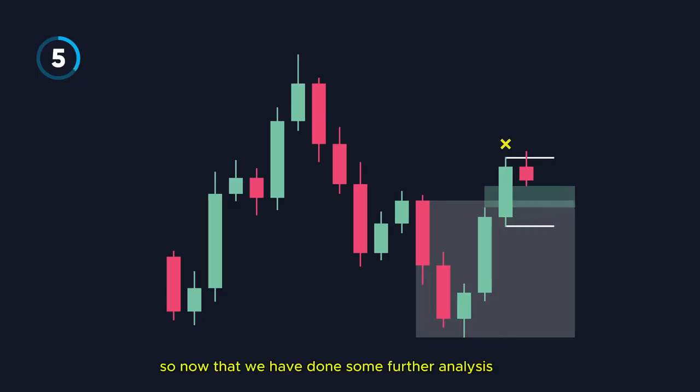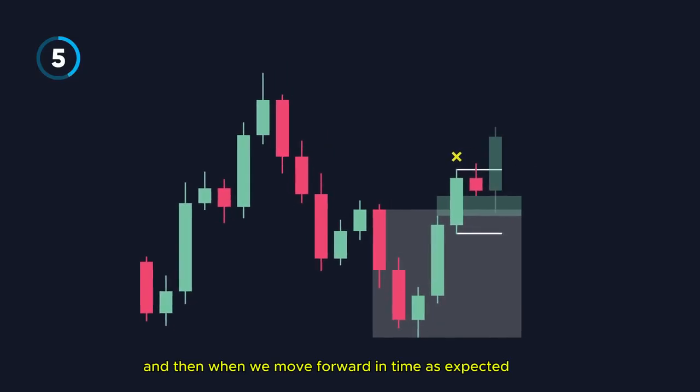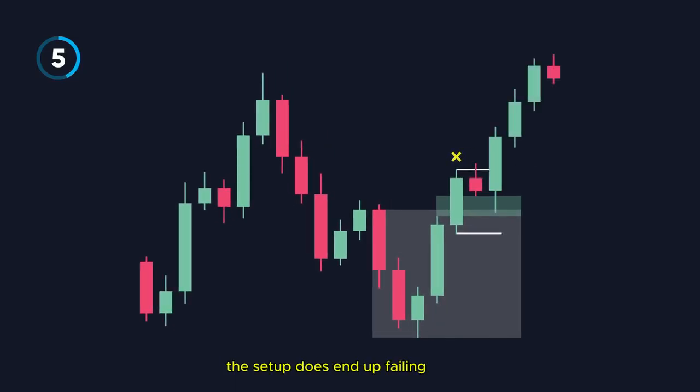So now that we have done some further analysis, our bias should actually lean more towards being bullish, which opposes the idea behind this CRT setup. And then when we move forward in time, as expected, the setup does end up failing due to the strength of the buying power found in the bullish PD arrays.